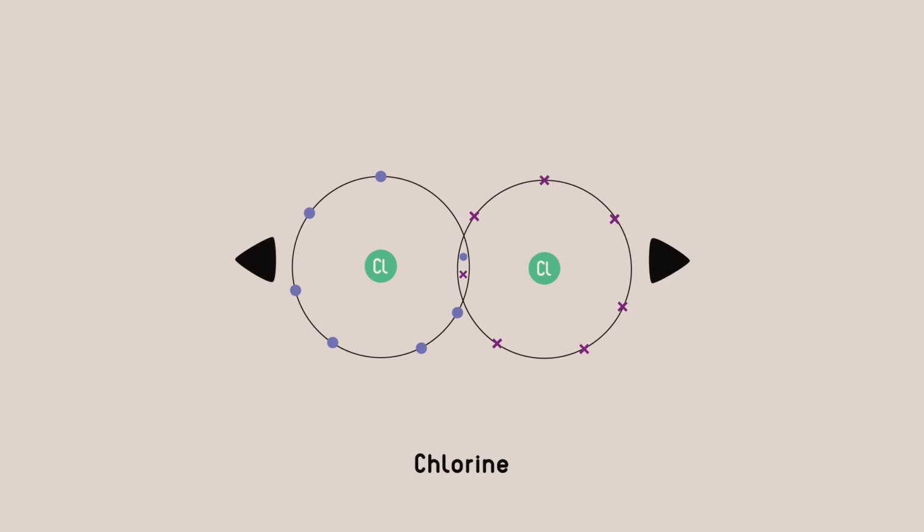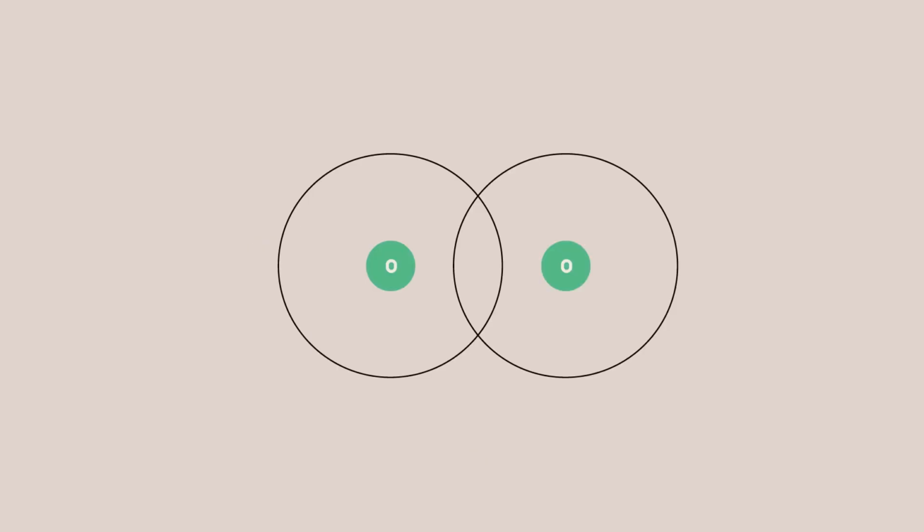Let's look at another example. This one is a bit trickier. Two oxygen atoms bond covalently. Oxygen has just 6 electrons in its outer shell. Can you remember what kind of bonds they form? Pause the video while you work out the dot and cross diagram.